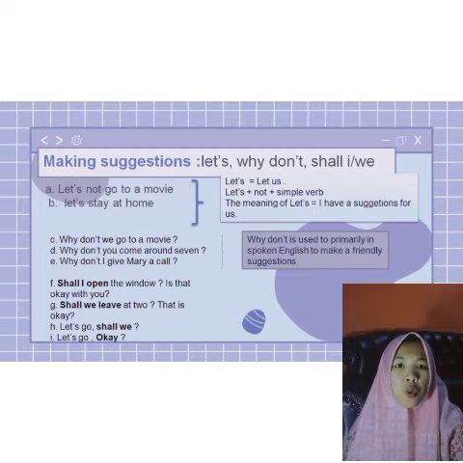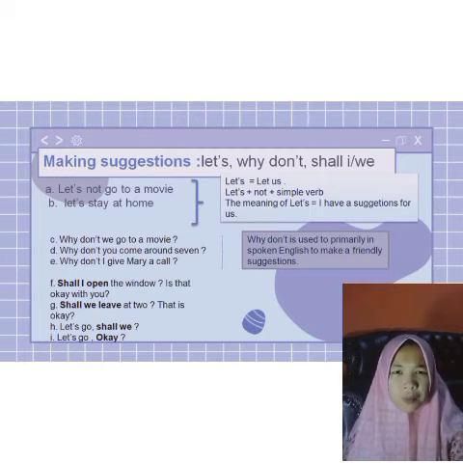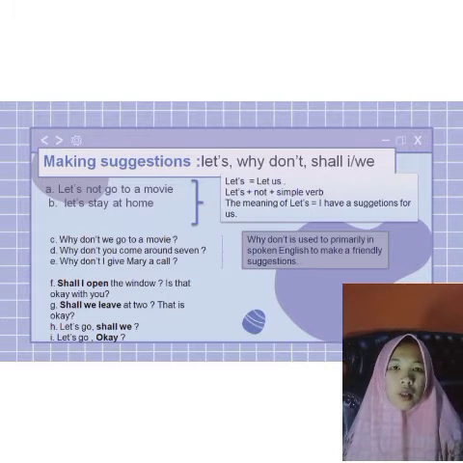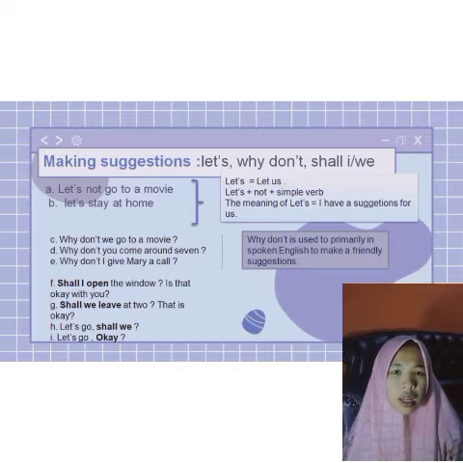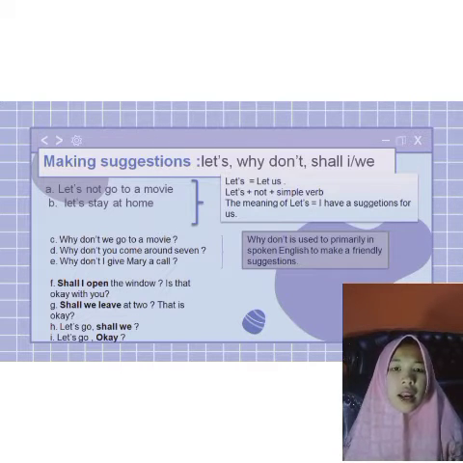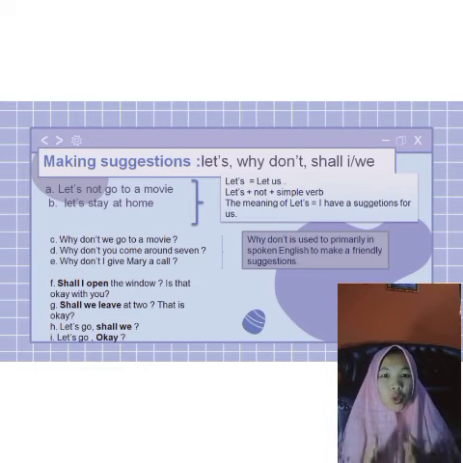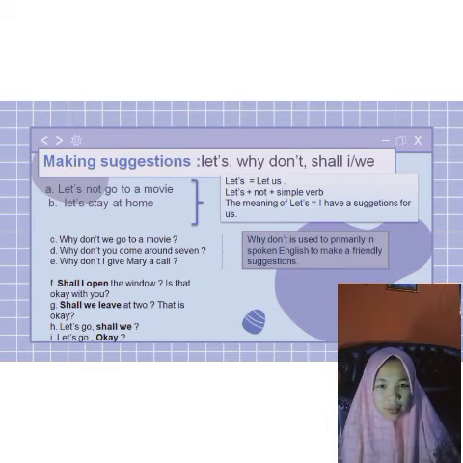In C, why don't we go to a movie? Why don't we go has the meaning of let's go. In D, why don't you come around 7? In example D, the meaning is, I suggest that you come around 7. In E, should I give Mary a call? Do you agree with my suggestion?